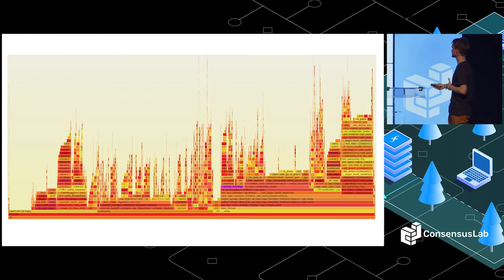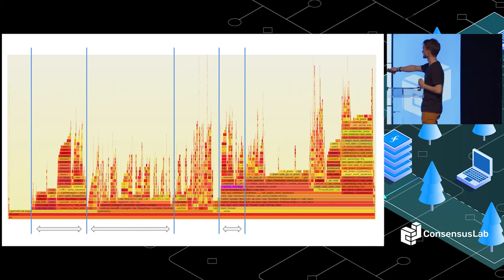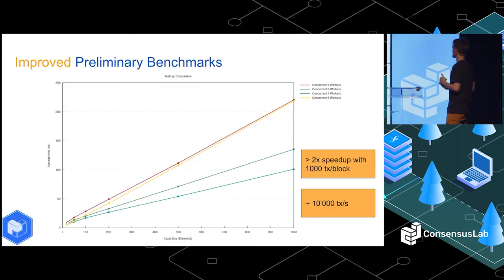So we went back to the drawing board and looked at what takes time. We see these blue regions: on the left are the system calls that take up quite a bit of time, and WASM code, the actor code itself, but we realized that there was a lot of overhead in our code that we could remove. And then this is the current preliminary benchmarks, where we see that there's some advantage of having multiple cores.